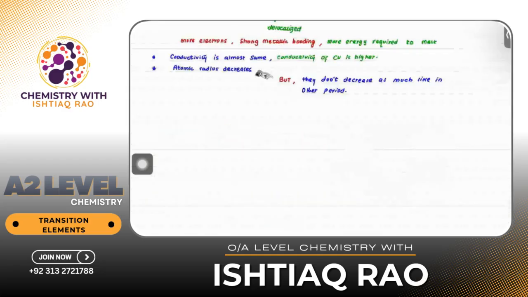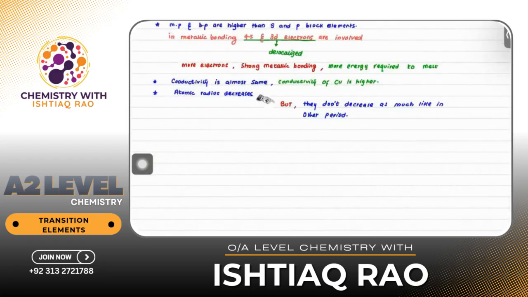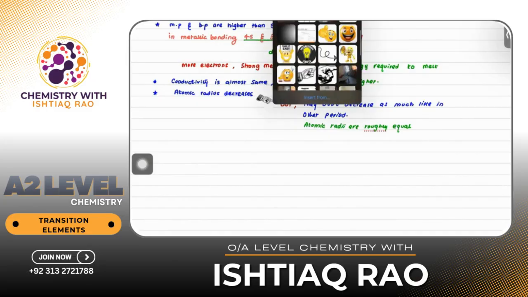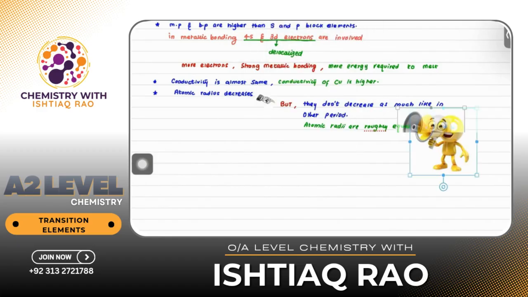So what am I supposed to write here? I can say that atomic radii are roughly equal. Atomic radii are what? Roughly equal. This is very important.